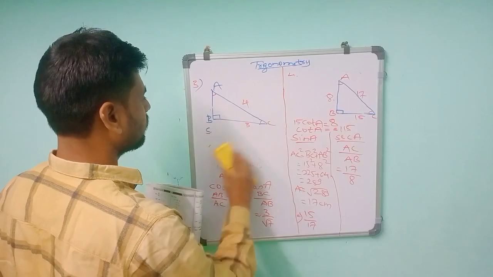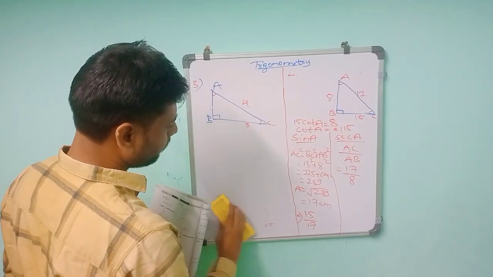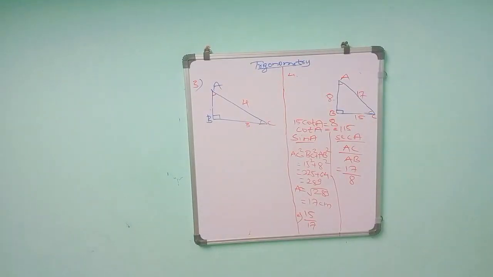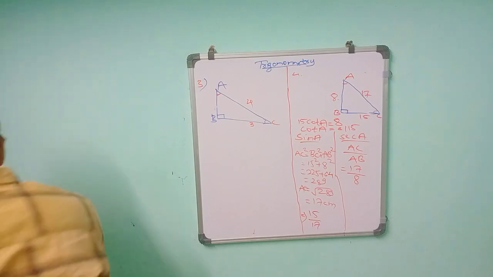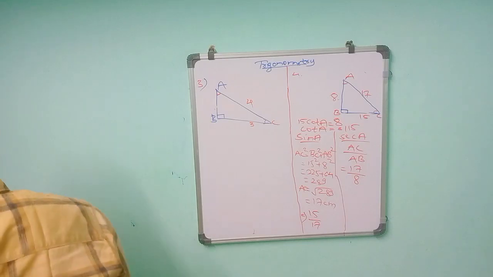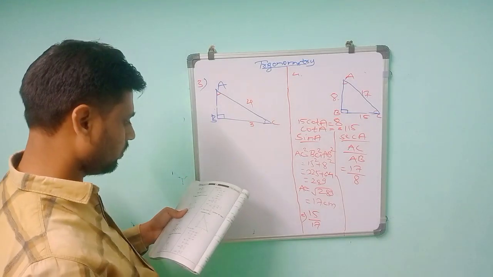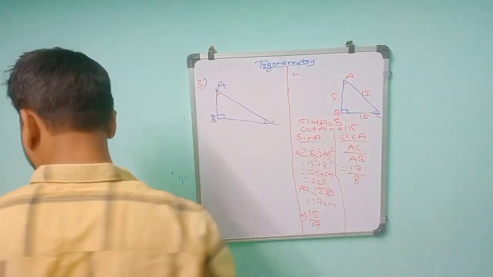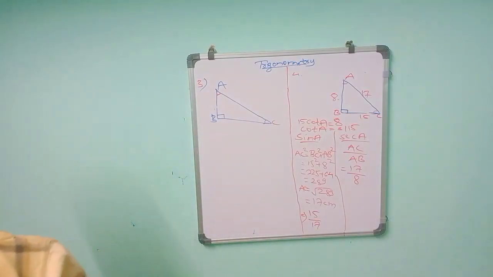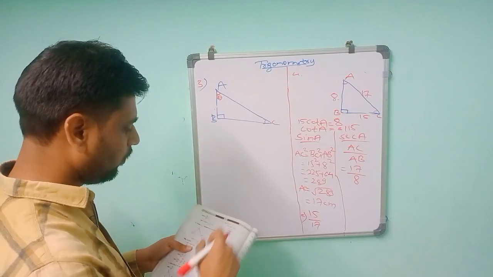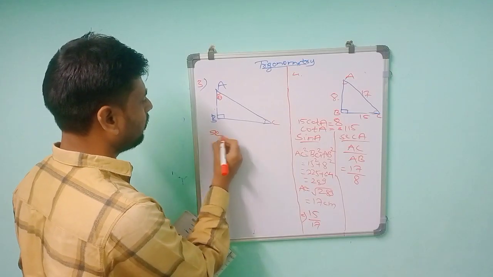Next problem. Next one, the fifth one. They have given sec theta. So we change the values. If you take the triangle ABC, they have given this angle as theta. They have given sec theta.